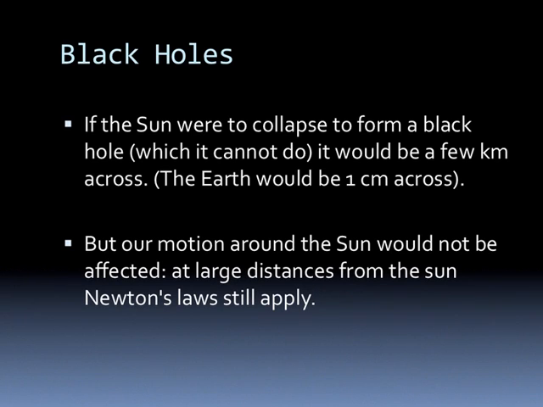If the sun were to collapse to form a black hole, which it cannot do, it would be a few kilometers across. The Earth, if it collapsed down, would be a centimeter across. But our motion around the sun would not be affected. At large distances from the sun, Newton's laws would still apply.